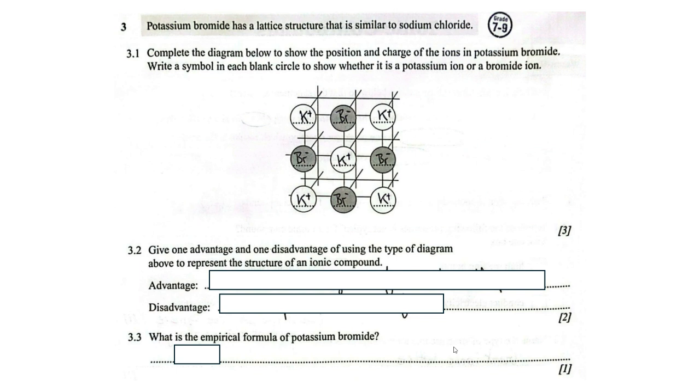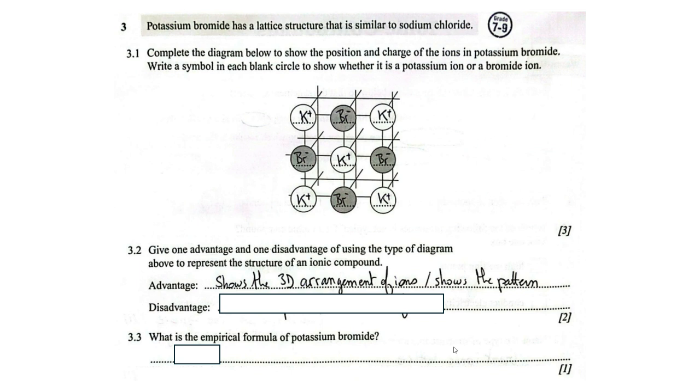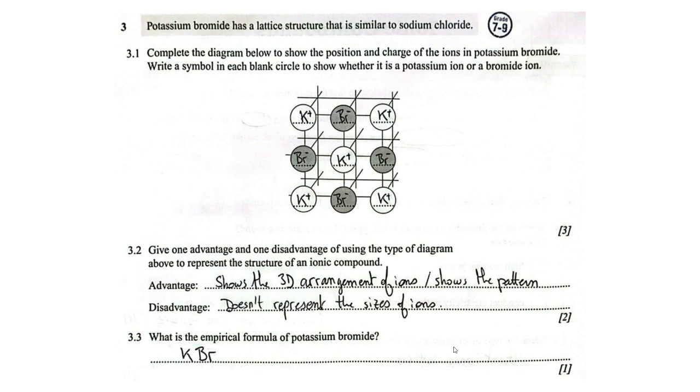Give one advantage and one disadvantage of using this type of diagram to represent the structure of an ionic compound. Advantage: we can see the charges and the 3D arrangement of ions, as well as the pattern. Disadvantage: it doesn't represent the size of the ions. And what is the empirical formula of potassium bromide? It is KBr, because for each K+, we have one Br-. Remember, the empirical formula is the simplest whole number ratio of atoms of each element in a compound.